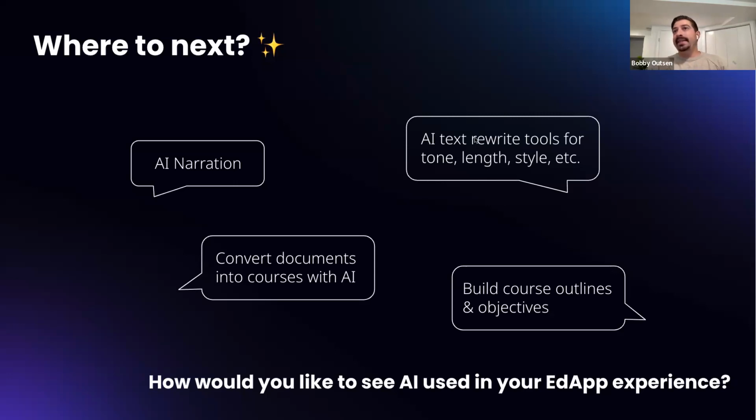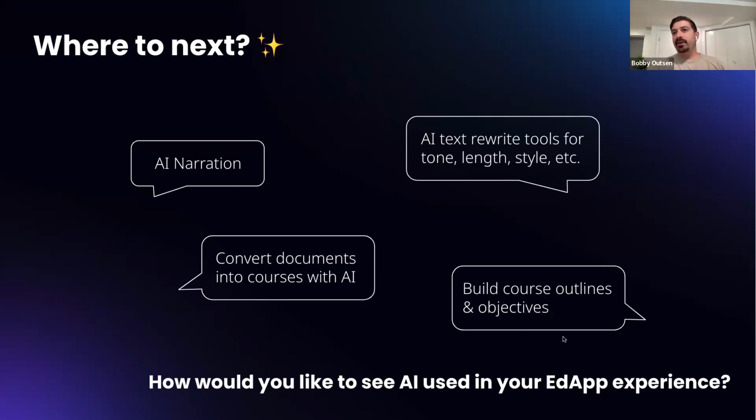So we have AI text rewrite tools for tone, length, and style. This could also help with storytelling, right? Maybe you have a bunch of text here, but maybe it's dry. Again, maybe you have an SOP. It's not the most exciting thing in the world, and you want to bring it to life a little bit. You could plug in some of your preferences here, and the AI would rewrite the text in your course.